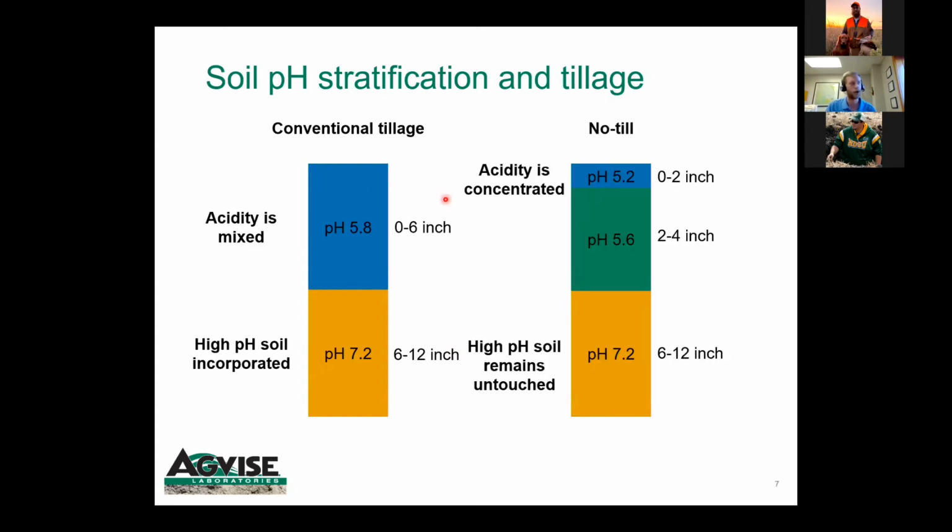But in no-till, we no longer have this homogenization, the mixing of this whole topsoil sample, and we start to get stratification up in the top couple inches, usually the top 2 to 3 inches. And so the acidity gets concentrated up top, and this is where we get very low pHs right in the seed zone that causes aluminum toxicity issues.